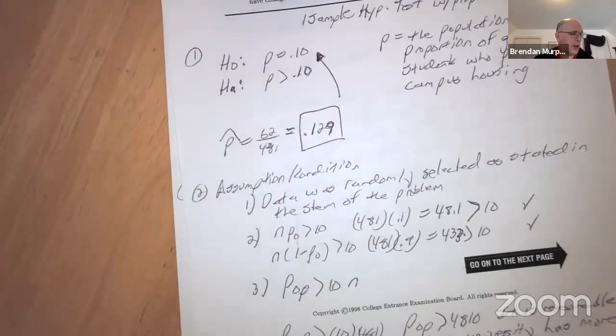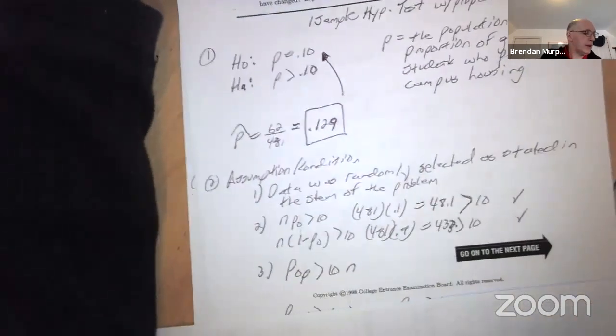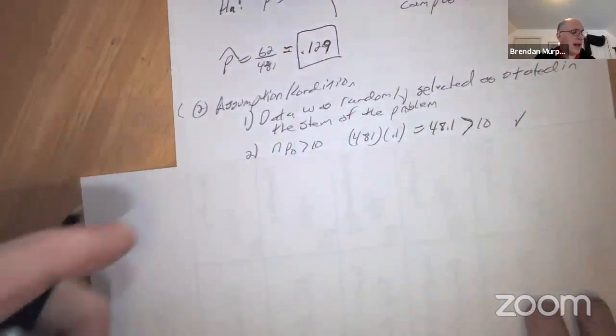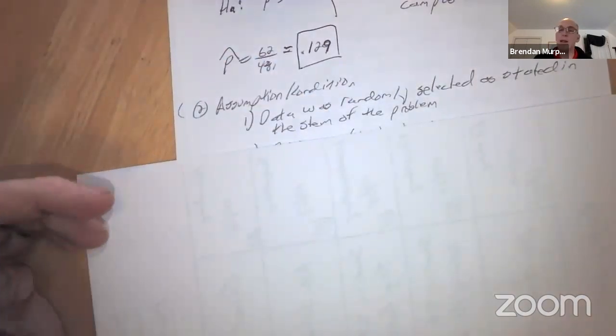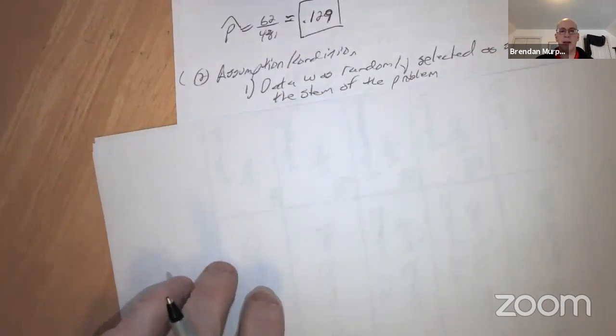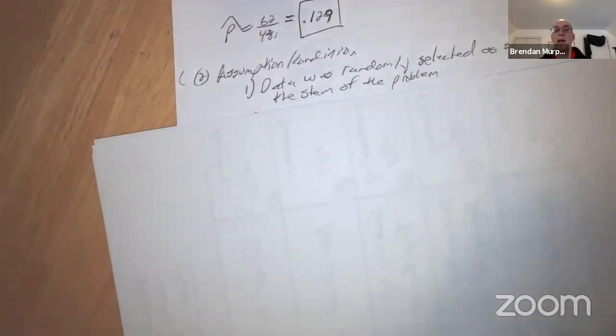So my step 2 is always listing my assumptions and checking any conditions. So my first one, the data was randomly selected as stated in the stem of the problem. That's always a good thing. And that probably pretty much needs to be there. For some reason, if that wasn't part of the stem of the problem, I think on the AP exam, I would write something like, I'm going to make the assumption that the data is randomly selected.